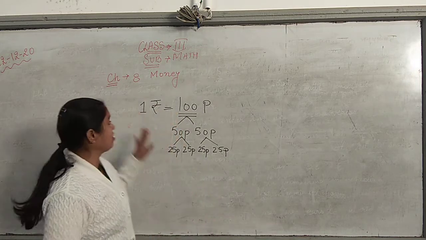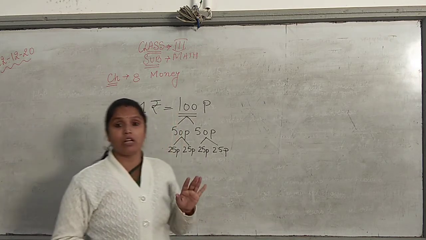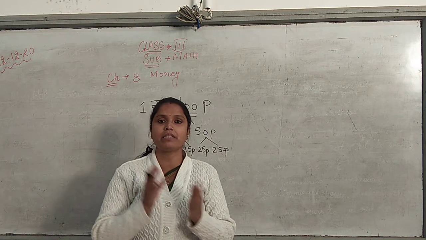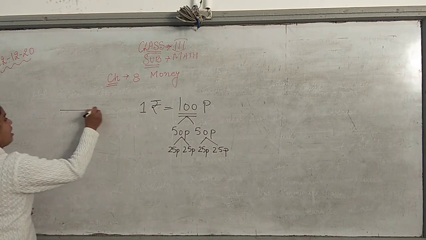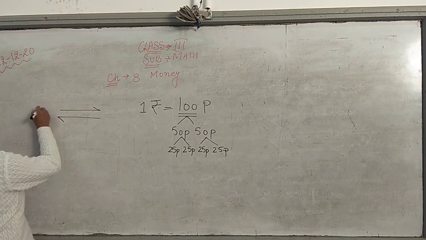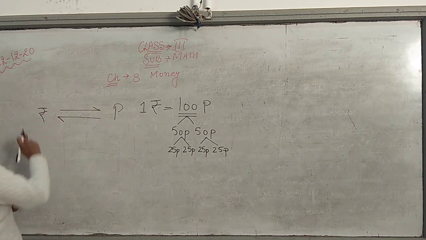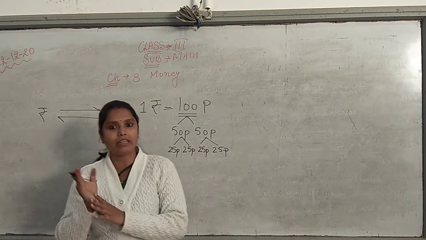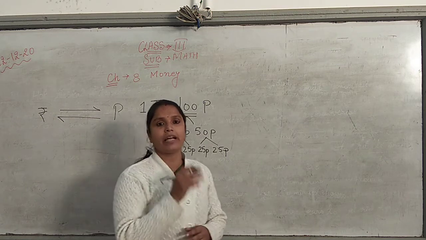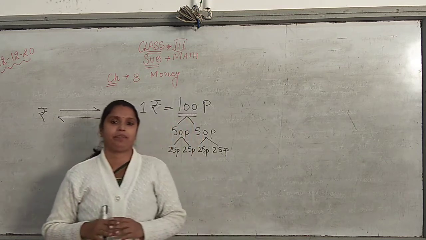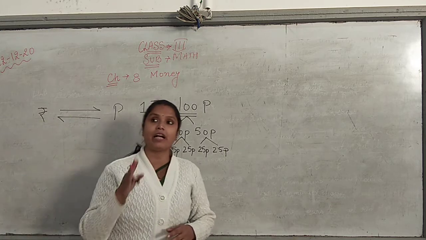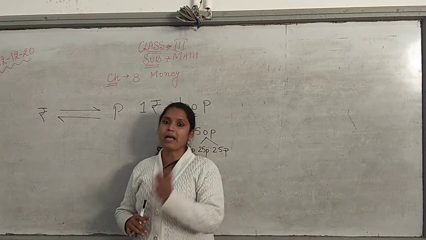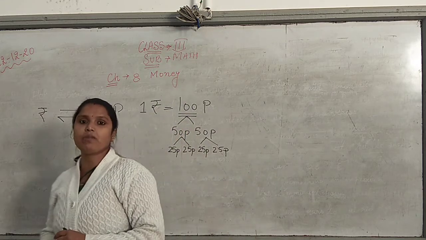Okay. Now on the basis of this rule we are going to learn today how to change rupees into paise and paise into rupees. If ma'am says you have 12 rupees 20 paise, how will you write 12 rupees 20 paise only in paise? Or if I say you have 756 paise, how will you write 756 paise in rupees plus paise? That we will be learning today.